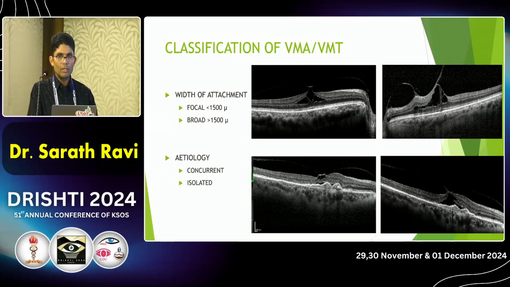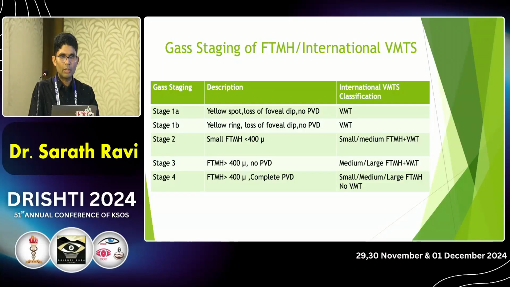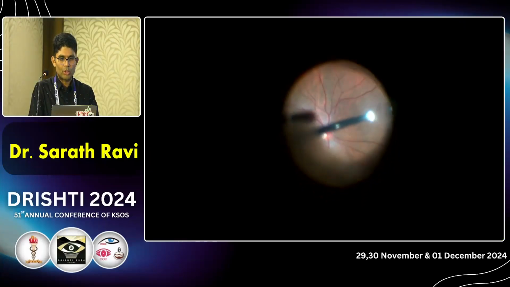And etiology wise, it could be an isolated pathology, or it could be associated with a concurrent wet AMD, RVO or diabetic macular edema. Whereas full thickness holes could also be present along with cataract. These appear as full thickness interruption in retinal layers due to an anteroposterior or a tangential traction. And these are graded according to the Gass staging or the International VMT classification based on size of hole and the presence or absence of VMT.